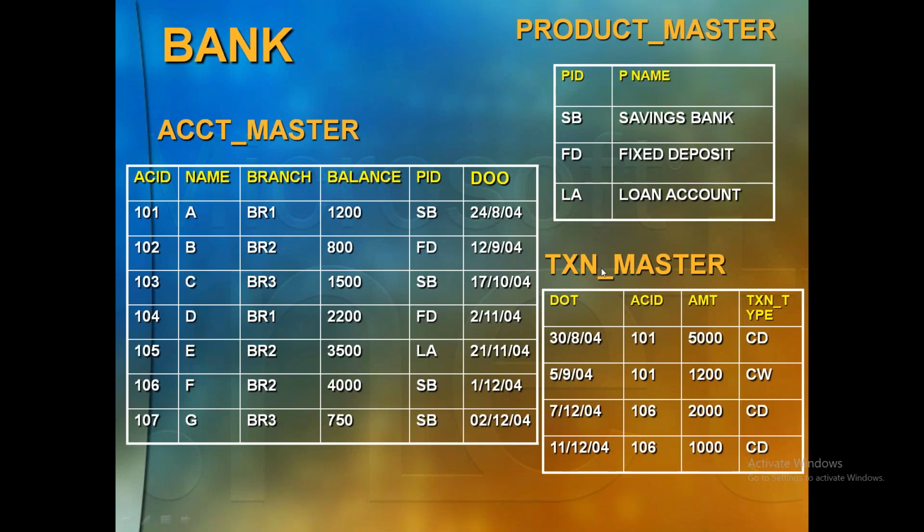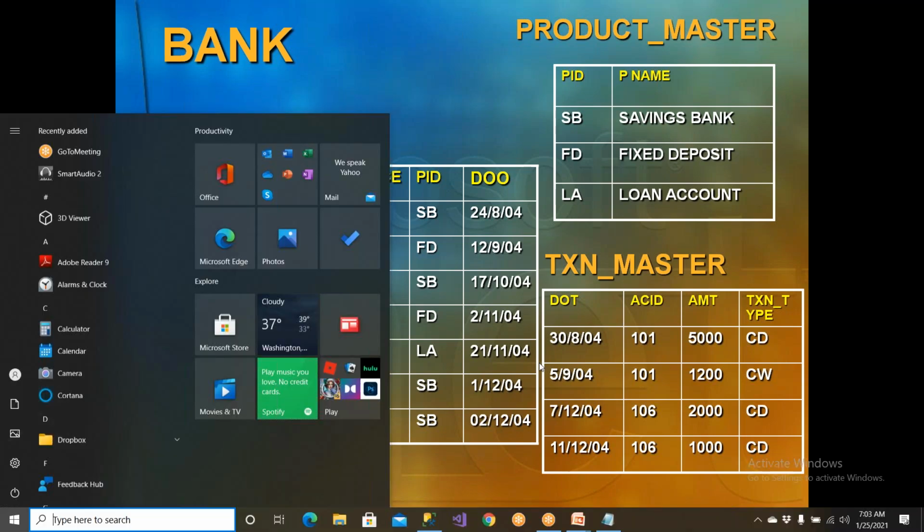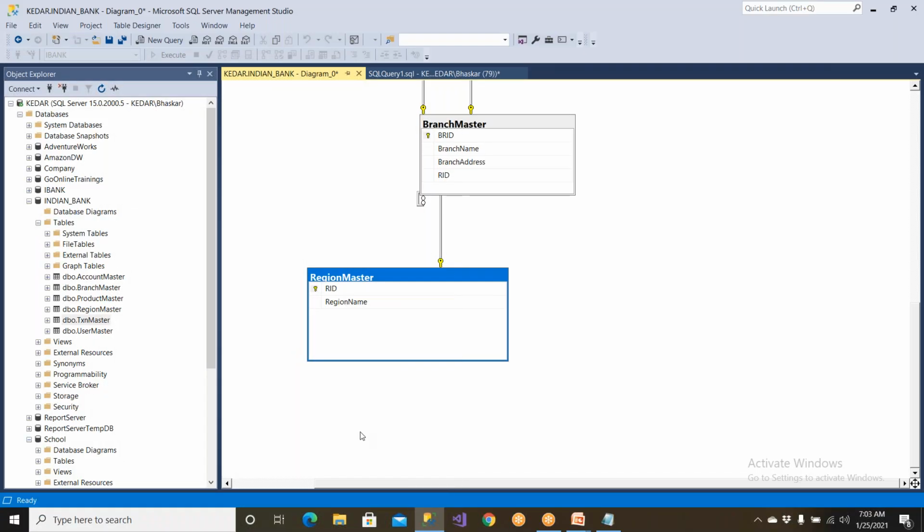in this case, product master and transaction master, can we link directly? No, there is no common column. We cannot link. So if you want to use joins in your queries, first of all, you should know which table and which table can be joined. So that information you should have in your mind. To get that information, database diagrams will always give you beautiful information.